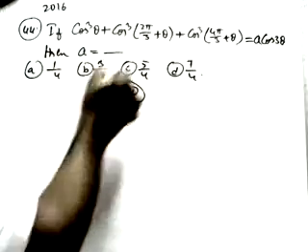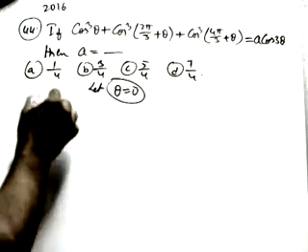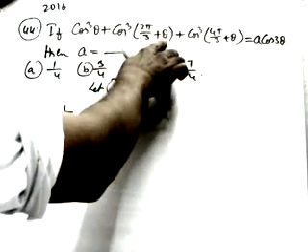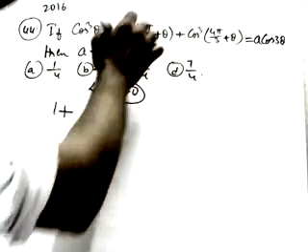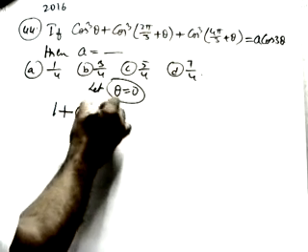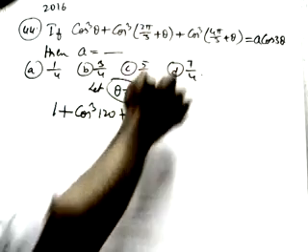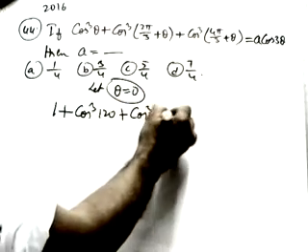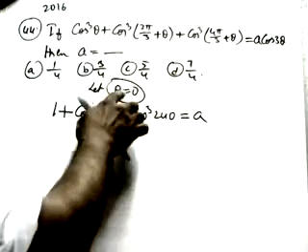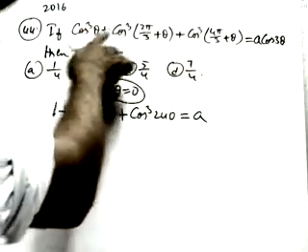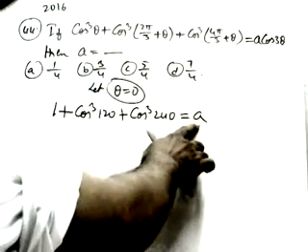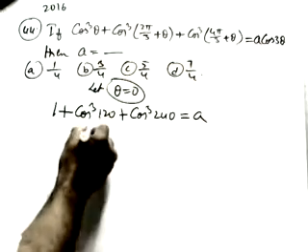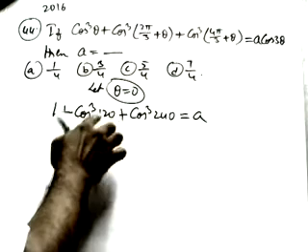Let me keep theta equals 0. Theta equals 0, so cos 0 is 1. 1 cube is 1, plus this is 0. Pi by 3 is 60, 60 to 120. Cos cube 120 plus cos cube 240 equals a into 1, a cos. I kept theta equals 0 here. Cos 0 is 1. 1 into a is a. Now see here, let me solve this one.